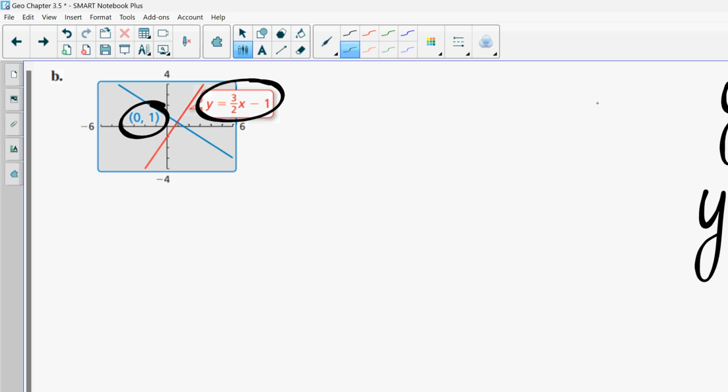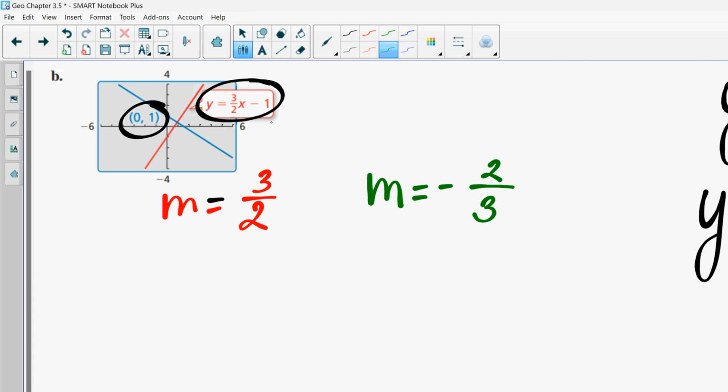So the y value is 1, the x value is 0. I mean, we can go on and plug that in if we wanted to. But we still need the slope. So the original slope is 3/2, yes? Our new slope is negative 2/3, because the perpendicular slope is the opposite reciprocal, we change the sign and flip it. Yes.